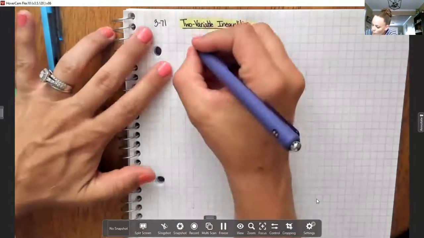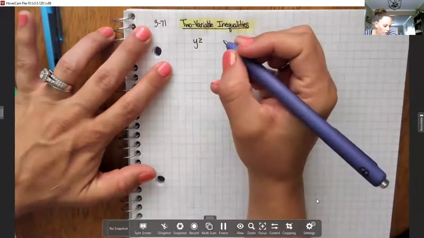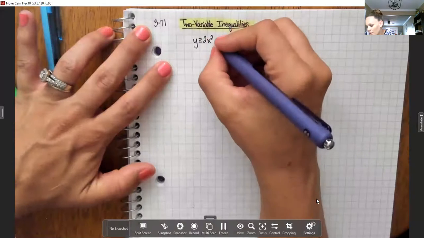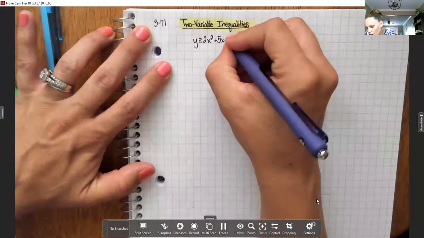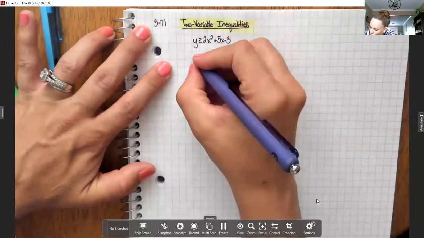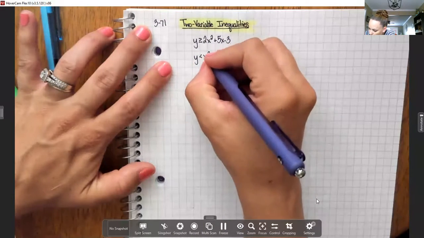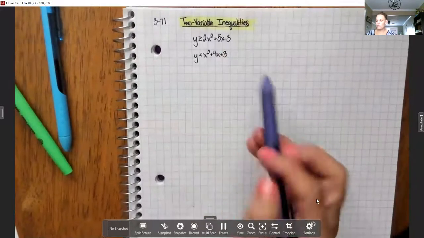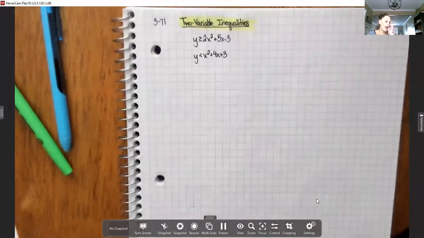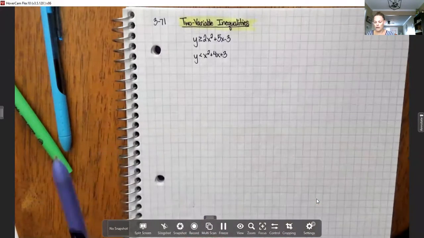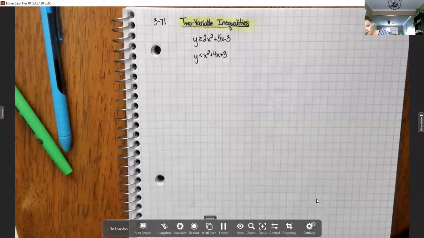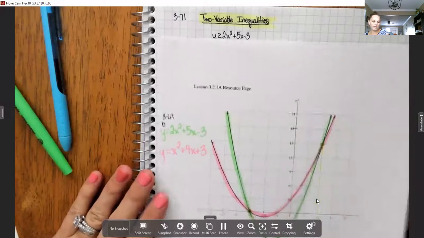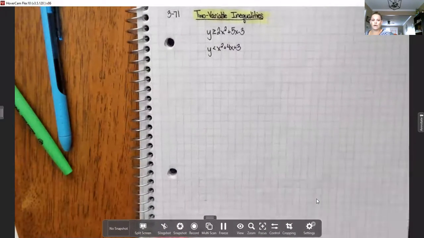So on this one, we have y is greater than or equal to 2x squared plus 5x minus 3, and y is less than x squared plus 4x plus 3. These are the same equations and the same graphs we graphed on that resource page. It's going to be those same ones, but we'll do it as if we didn't have those.